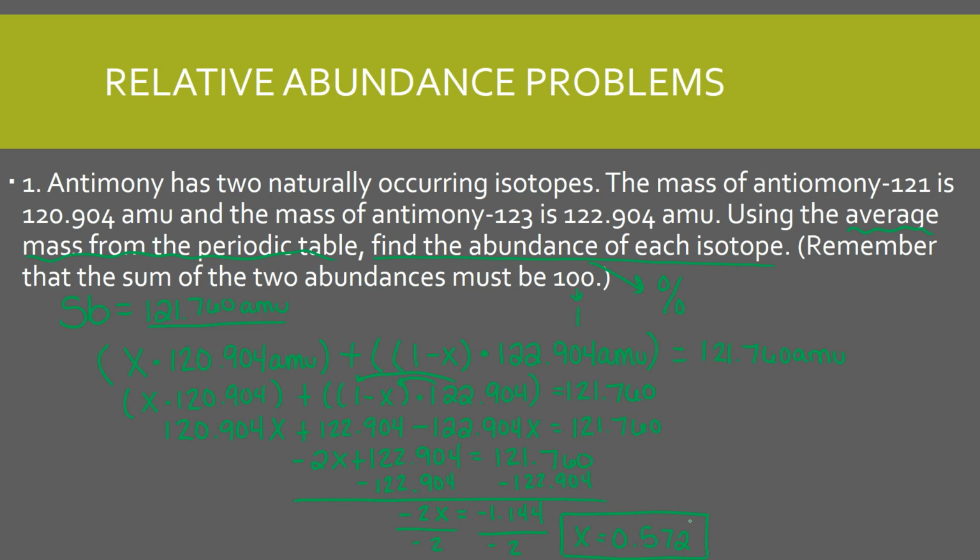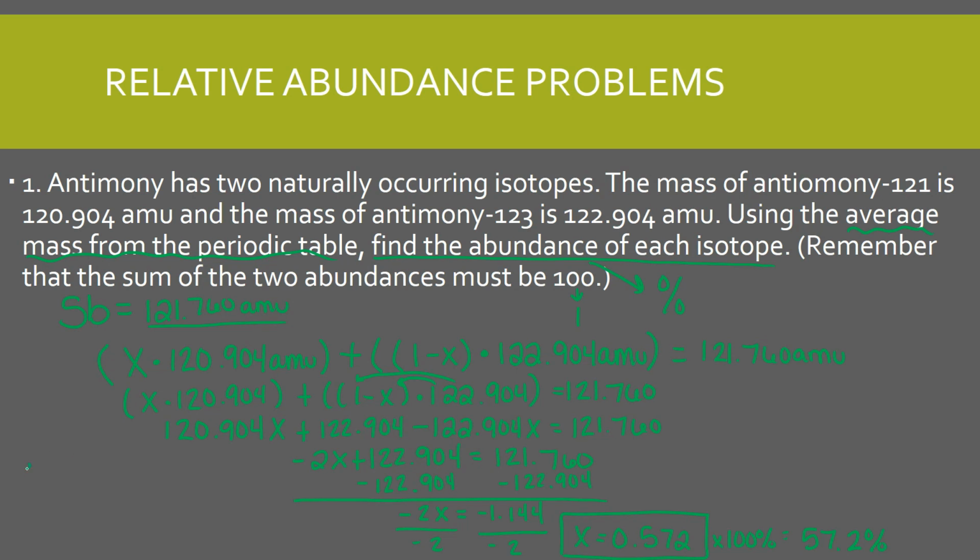Remember, this is a percentage that is in decimal form. So how do we get it into a percentage? We're going to multiply by 100. So that means that x is equal to 57.2%. This was my x here that went with this isotope of antimony 121 because it had this mass here.